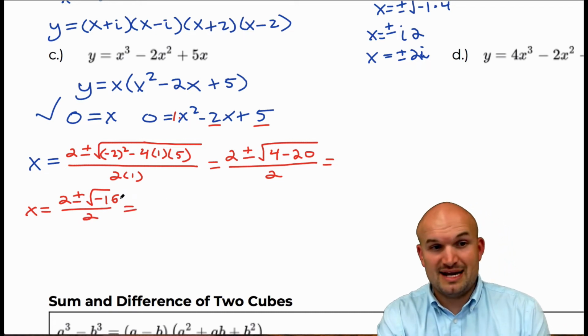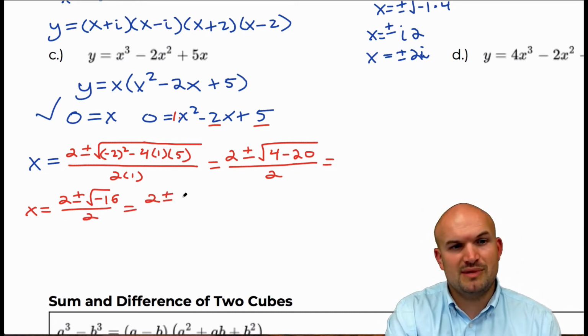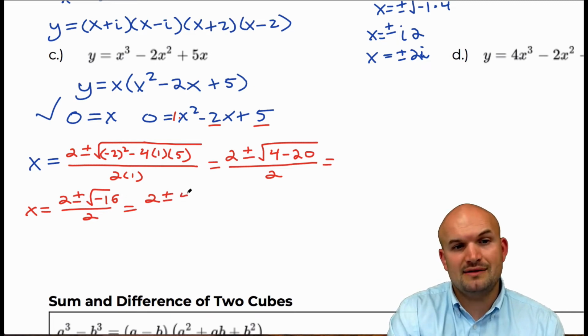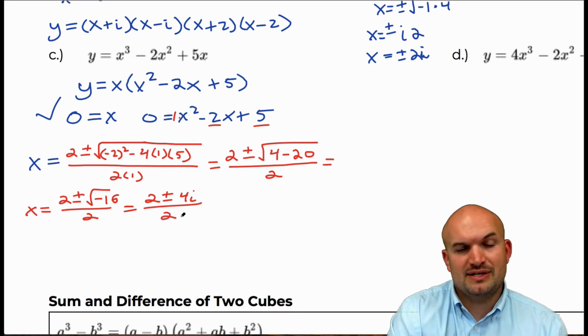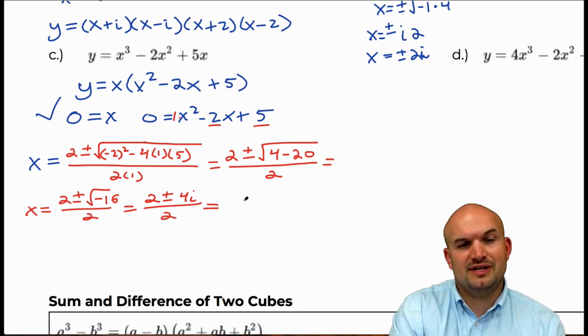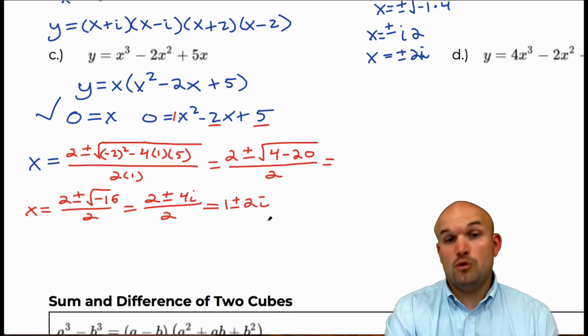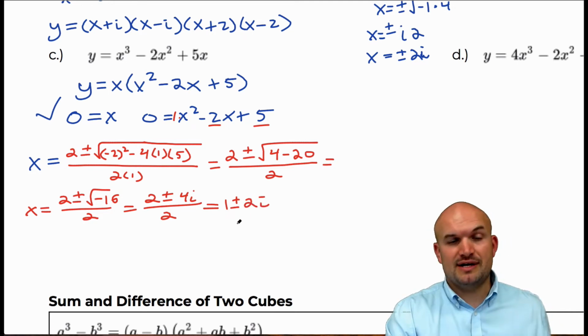And then, ladies and gentlemen, I can simplify that to 2 plus or minus, that's going to be 4i. The square root of 16 is 4, and then negative 1, so that'd be 4i. Divided by 2, and then you can divide the 2 into everything, and you get 1 plus or minus 2i. Whew. But that's a little bit easier. Those are your zeros, right?